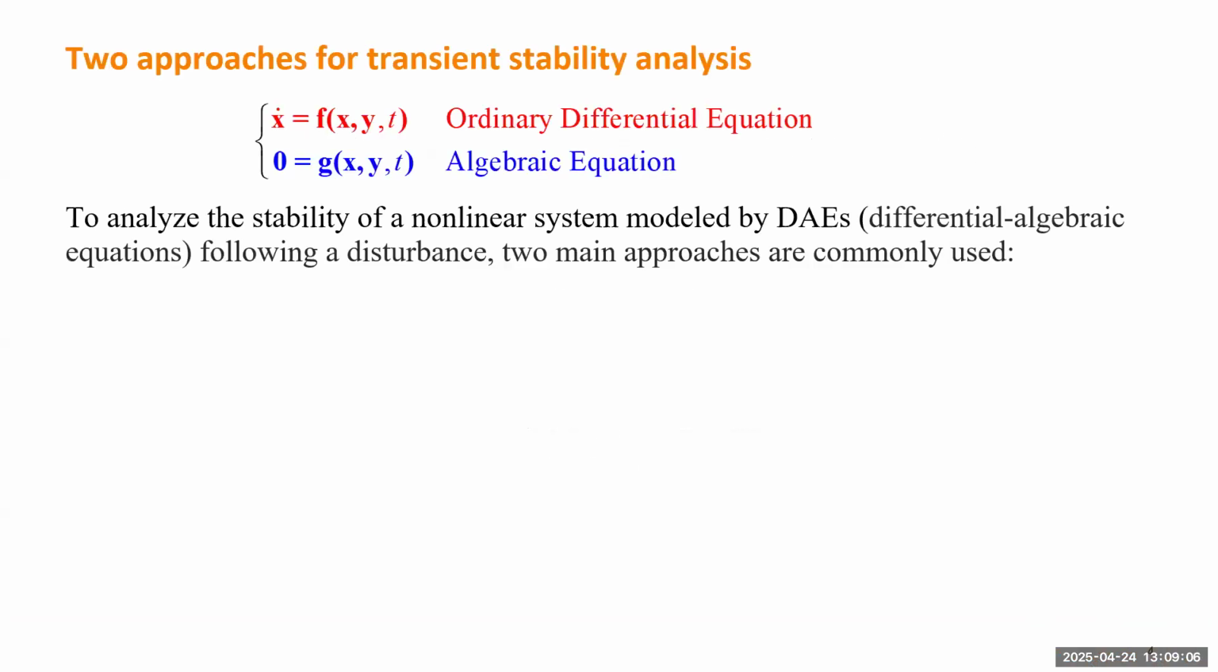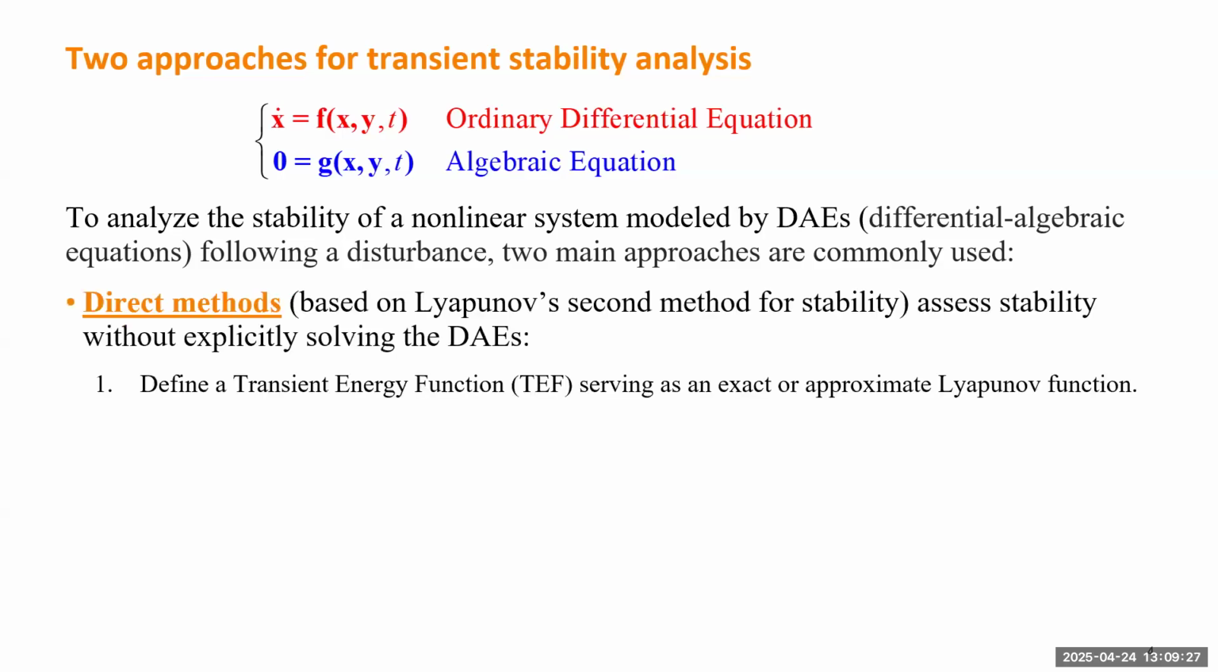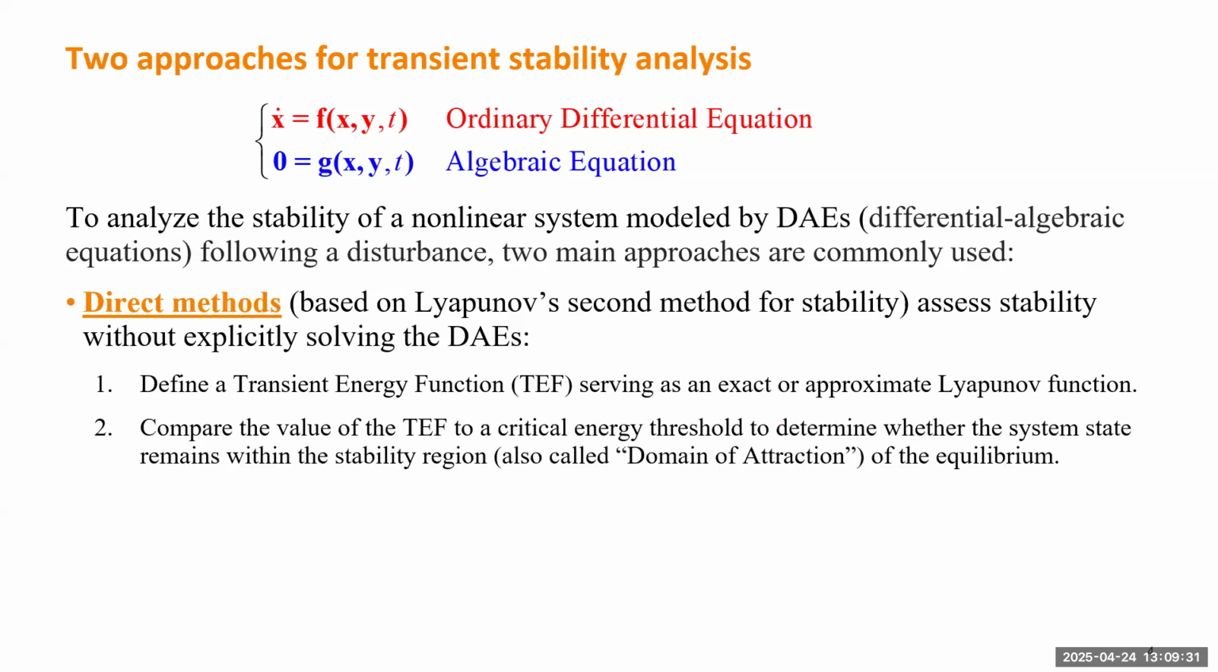On Tuesday, we introduced two approaches for transient stability analysis. Both approaches need to answer whether the system described by this model, which includes both ordinary differential equations and algebraic equations, can be stable after some disturbance. And we mentioned there are two methods. The first type of methods are called direct methods, and it is based on the Lyapunov second method for stability.